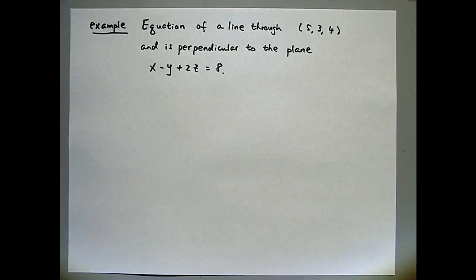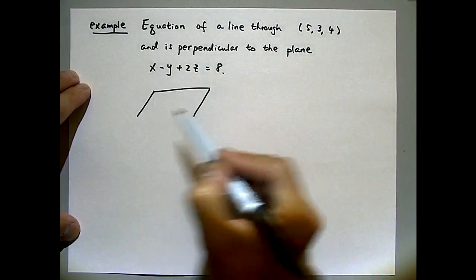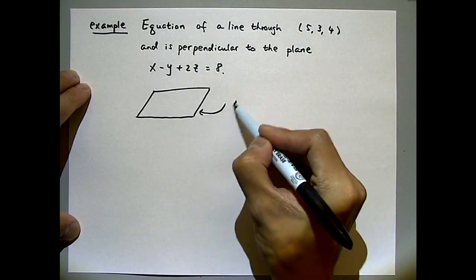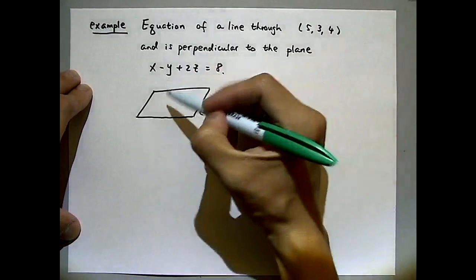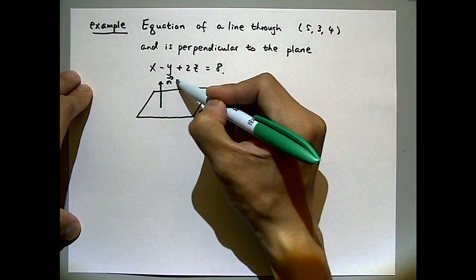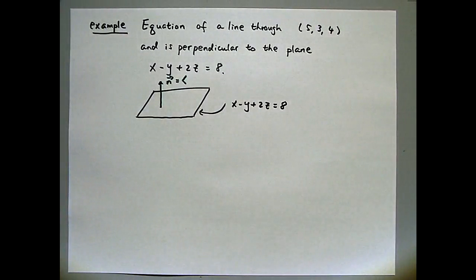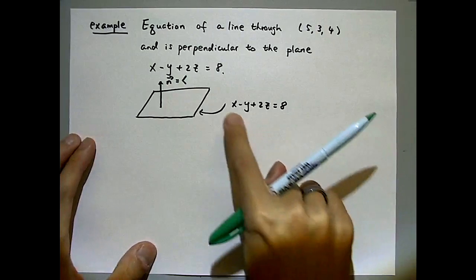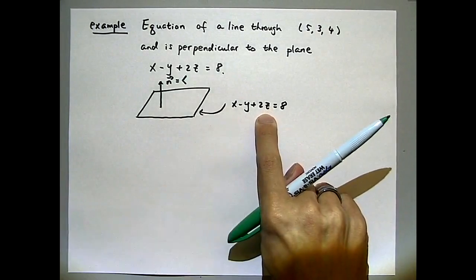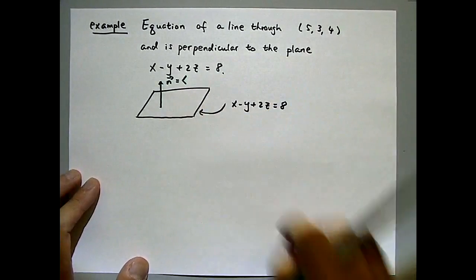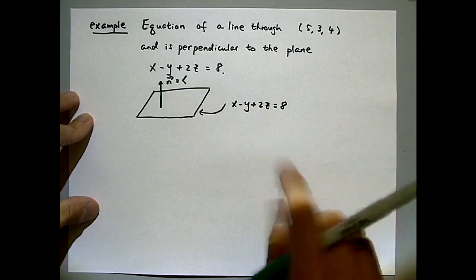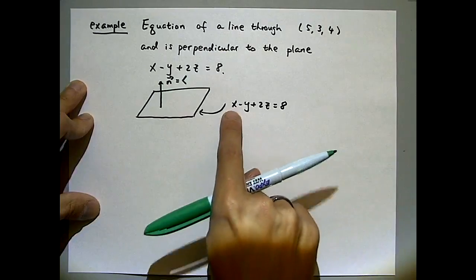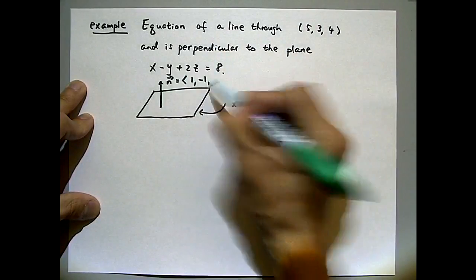Let's try to visualize what's going on here. Here's our plane. Can anyone give me what the vector that is perpendicular to this plane would be? And how do you know that? Exactly, you look at the coefficients of x, y, z. That tells you the direction of the vector that's orthogonal to the plane. Looking at the equation on the previous page, simply looking at the coefficients of x, y, z, you can find out what a, b, c are. So here, this is 1, minus 1, and 2.